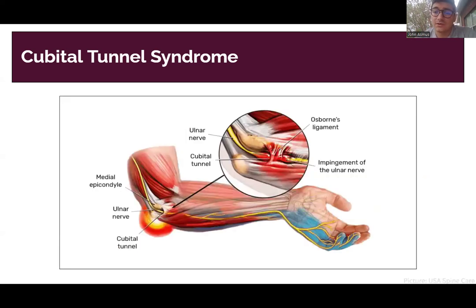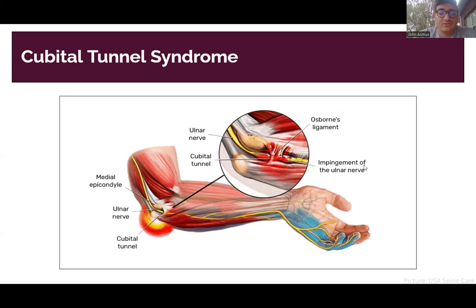So looking at the anatomy of the cubital tunnel, start with the medial epicondyle of the humerus right here, and then we have the olecranon of the elbow here. In between those is a little groove. On the bottom of the groove, we have the ulnar collateral ligament, also known as the medial collateral ligament of the elbow. Above that, we have the ulnar nerve. And then above that, we have Osborne's ligament that you can see right here.